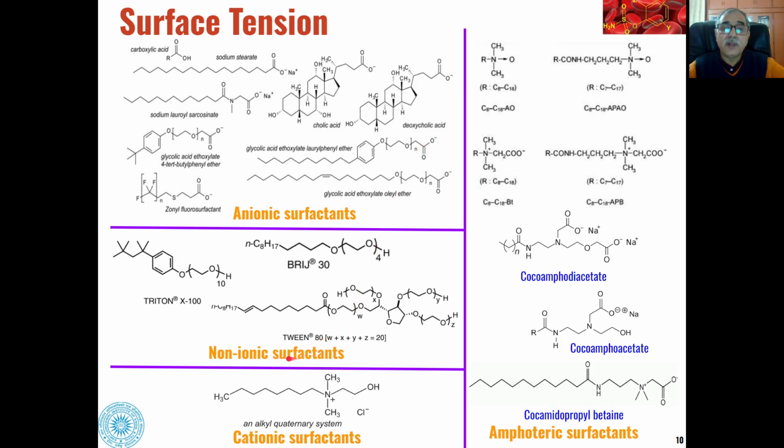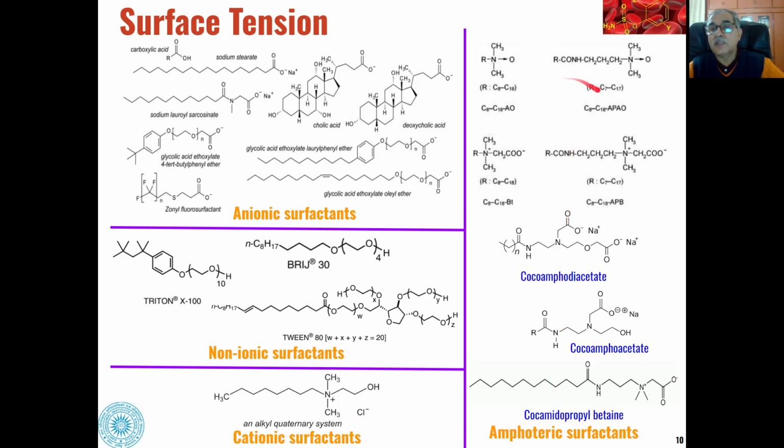Then non-ionic surfactants are these Brij 30, Triton X-100, Tween 80, all of which are commercially available. You can see that these are polyethylene ethers and polyethylene esters as the surfactants. Then these are cationic surfactants. Basically, they will have positive charge on the nitrogen. Quaternary ammonium systems generally act as cationic surfactants.